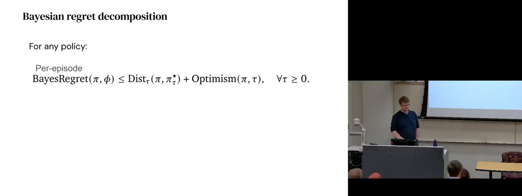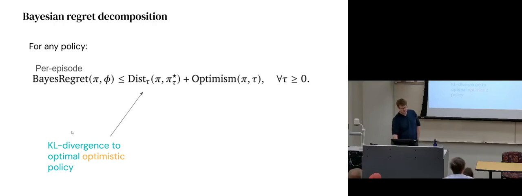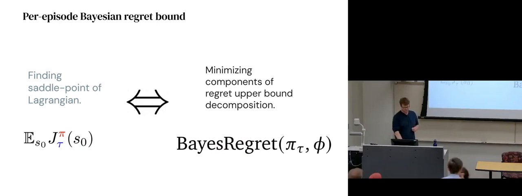Okay, it turns out you can prove a result that says for any policy, the per episode Bayesian regret can be upper bounded by a decomposition into two terms, for any choice of tau. One of which is a kind of distance measure: the expected KL divergence from your current policy to the optimal optimistic policy. It's like Gibbs thing. So one term is the distance you are from the best policy you could be, and the other term is how much J pi overestimates V pi, the expected value of V pi. So for any policy, you can upper bound the Bayesian regret by the sum of these two terms.